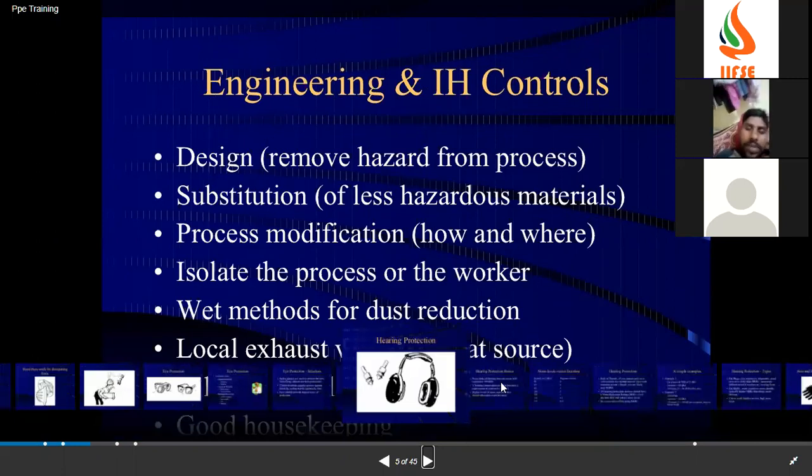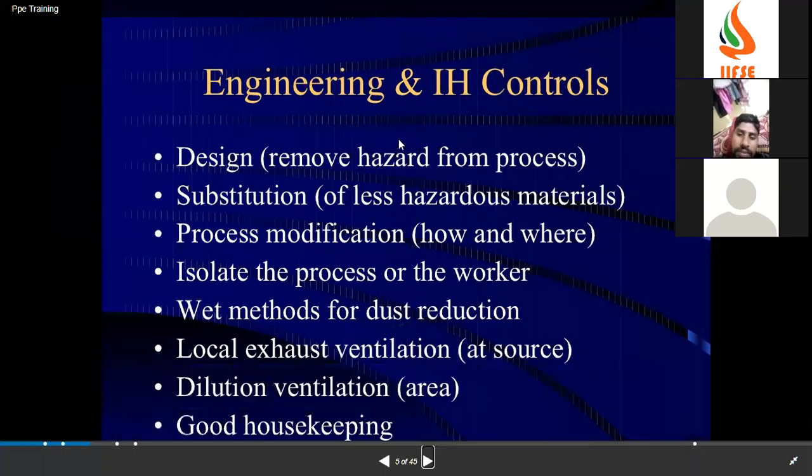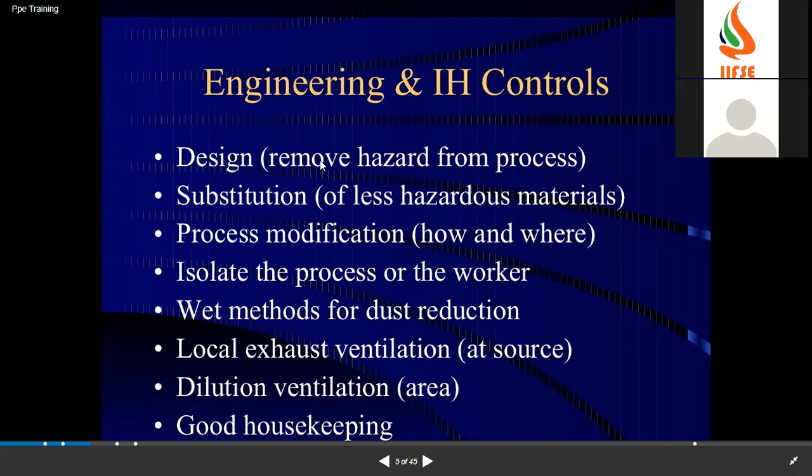Okay, fine. So this is the hierarchy of controls. You can have a look at it. See, first is design. Design means engineering process. Okay, leave aside the heading. These are the ones referring to the hierarchy of controls. In the design stage, first you have to see whether the hazard can be removed from the process. If it cannot be removed, then substitution.